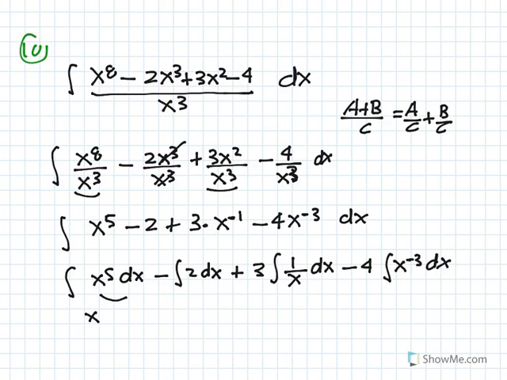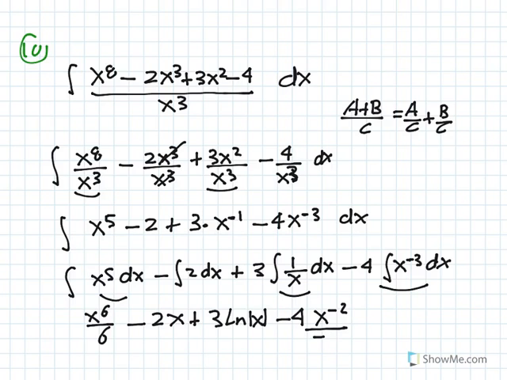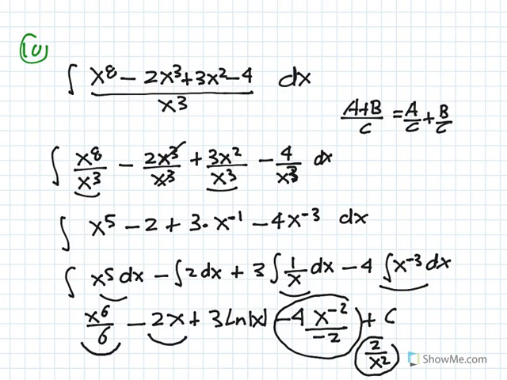Reversing the power rule, we get x to the 6 over 6 minus 2x plus antiderivative of 1 over x, which is log absolute value of x. And reversing the power rule, integral of x to the minus 3 is going to be x to the minus 3 plus 1, which is minus 2, over minus 2, plus c. And we can simplify this a little bit more. That's going to be 2 over x squared, if you were to simplify that. All right, so the whole result is x to the 6 over 6 minus 2x plus 3 log absolute value of x plus 2 over x squared plus c. All right, thanks.